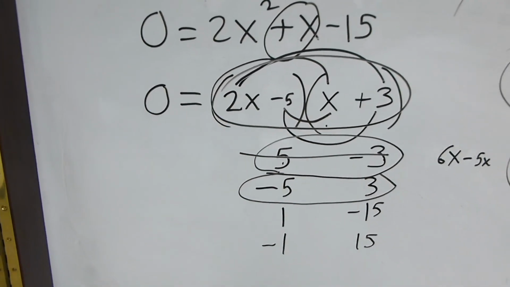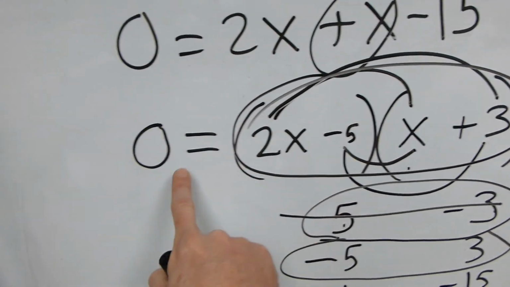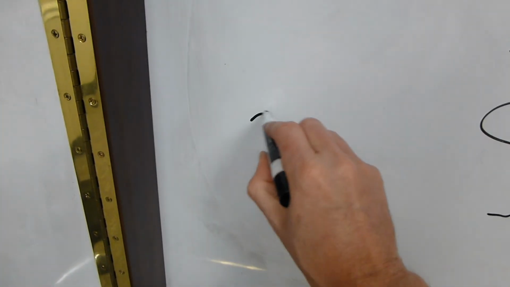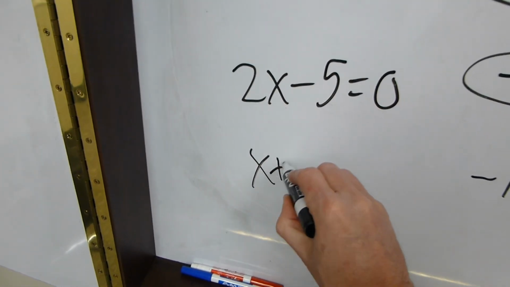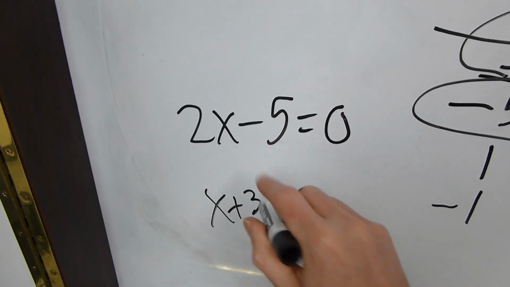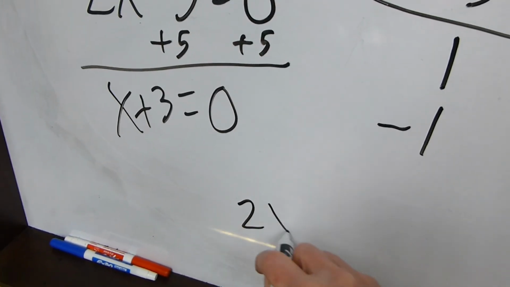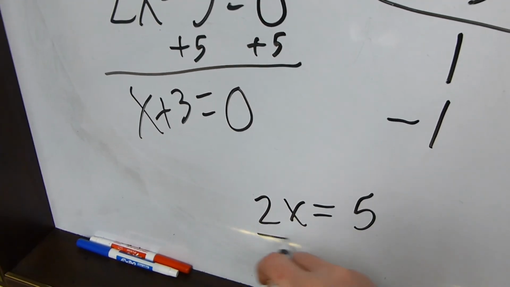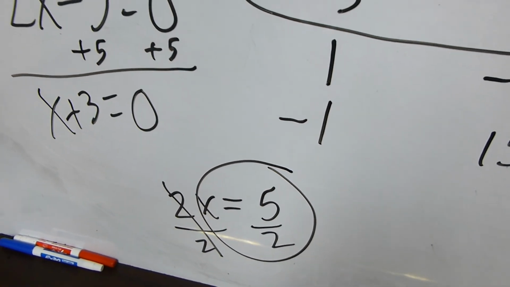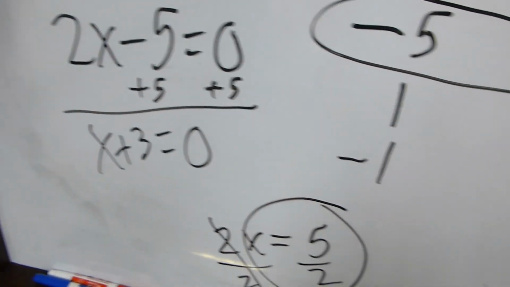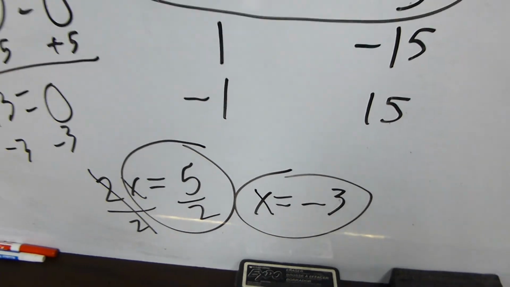So I definitely expect my top level students to be able to do that, because you have to be able to factor these quickly. Now, final answer, let's set each one of these equal to 0 and find the zeros. 2x minus 5 equals 0, that was the first parentheses. X plus 3 equals 0. All right, add 5 to both sides. So that would give us, let's put it down here, 2x equals 5. Divide both sides by 2. X equals 5 over 2 is one of your answers. What's the other x-intercept? Subtract 3 from both sides. X equals negative 3. Those are your two answers.